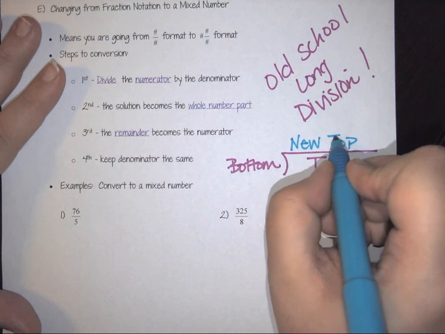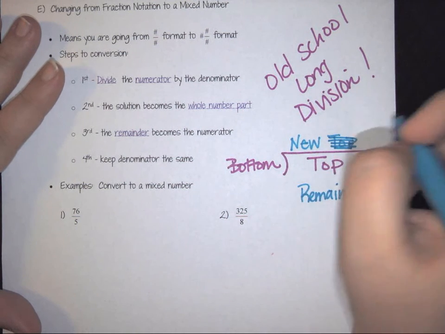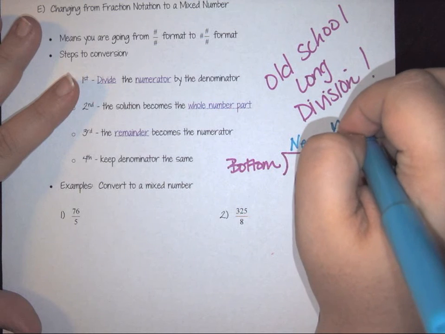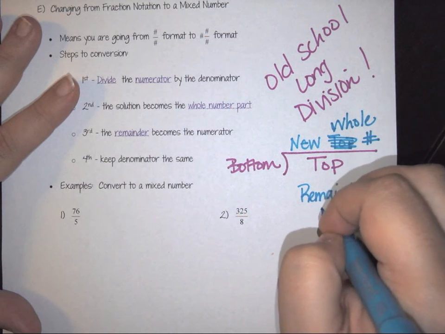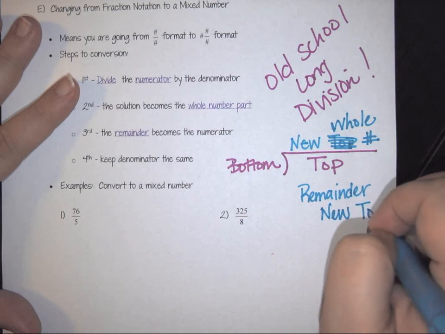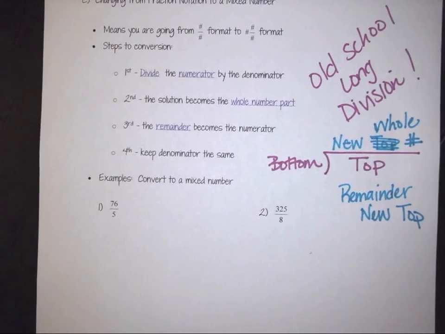Sorry, I did that backwards. This is going to give you your new whole number, and your remainder is going to give you your new top number.